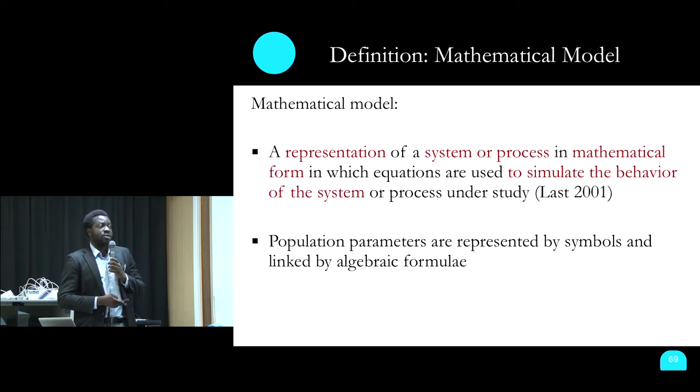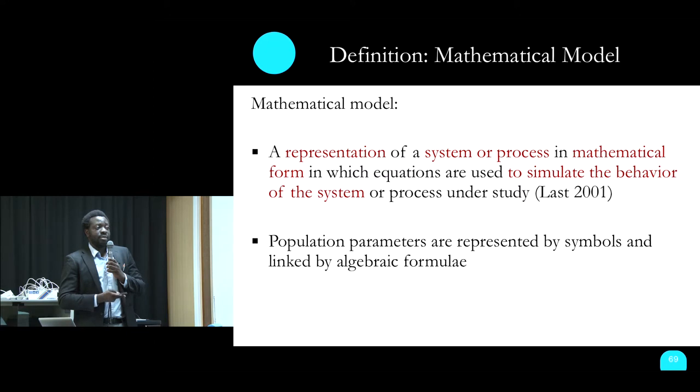What is a mathematical model? It's a representation of a system or process in a mathematical form, in which we use equations to simulate the behavior of the system or the process under study. This is a standard definition. It's still very complicated to understand at this level what mathematical modeling really is, but you will get it when we come to some examples.